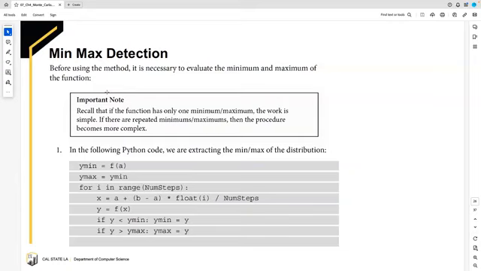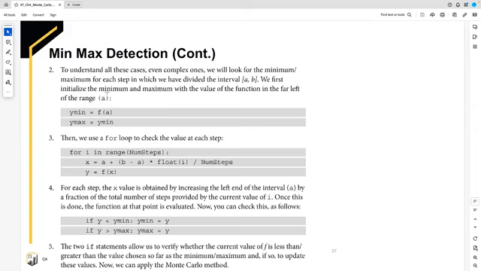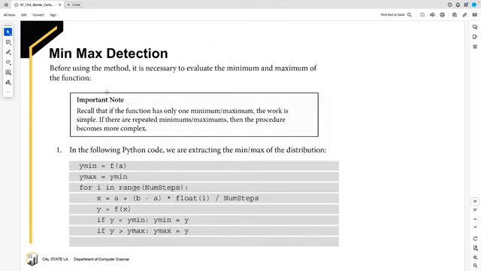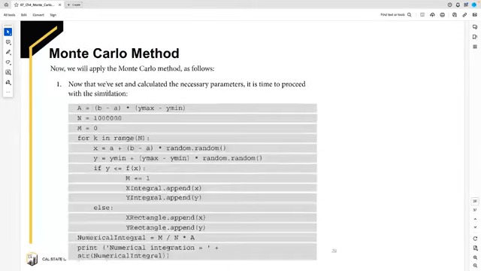You start from A, you go a little bit to the right, to the right, to the right, and each time you see whether the values are less than y min or greater than y max in order to store the min and max of your function. So this is the min max detection that we have. Shouldn't be that hard, especially for simple functions. You can visually understand what it's doing.